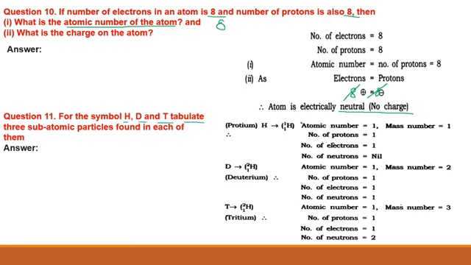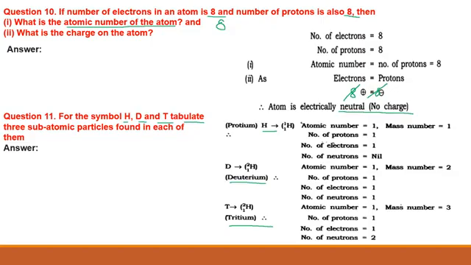Next question: find the symbols of H, D and T. Tabulate the 3 subatomic particles found in each of them. Okay, find the symbols of H, D and T. H is for hydrogen. D is deuterium, it is an isotope of hydrogen. T is tritium, it is again an isotope of hydrogen.